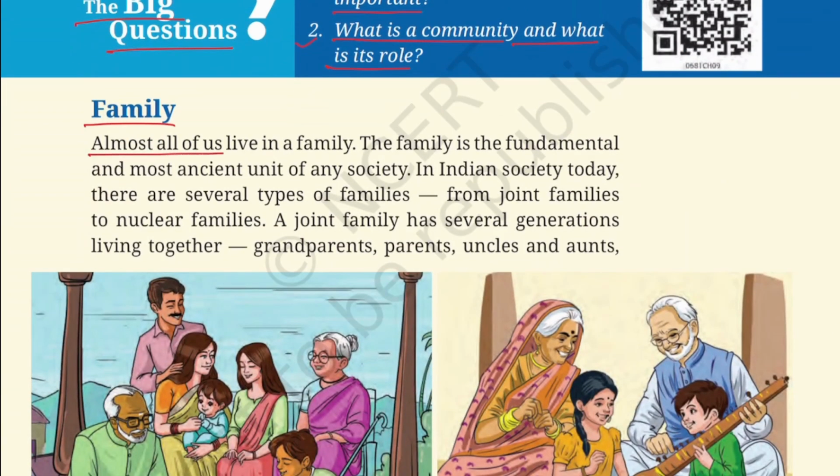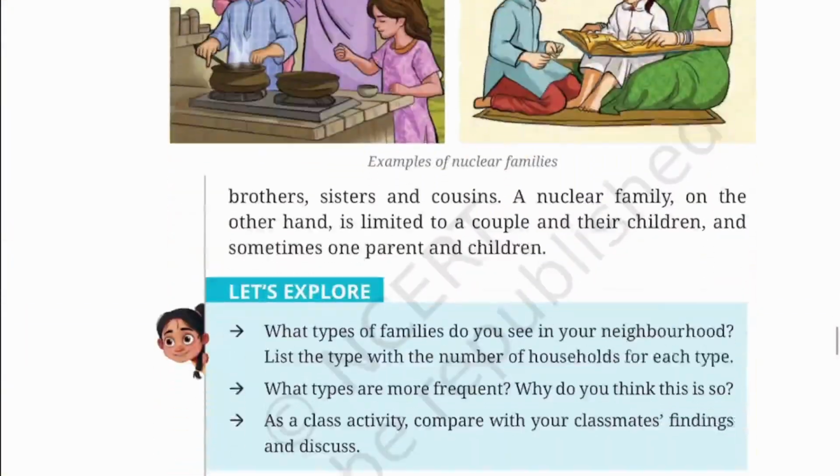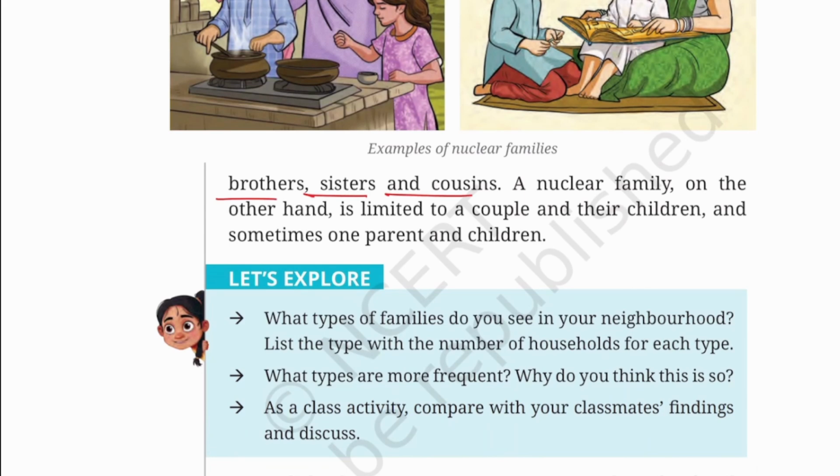Family. Almost all of us live in a family. The family is the fundamental and most ancient unit of any society. In Indian society today, there are several types of families, from joint families to nuclear families. A joint family has several generations living together: grandparents, parents, uncles, and aunts, brothers, sisters, and cousins. A nuclear family, on the other hand, is limited to a couple and their children, and sometimes one parent and children.